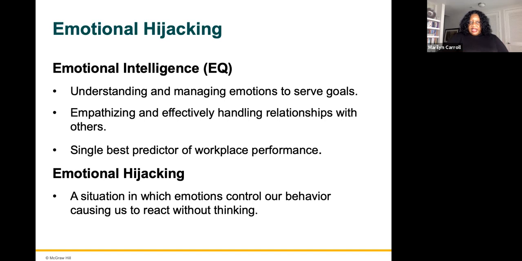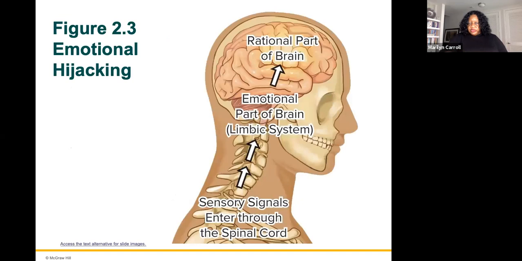Emotional hijacking is a situation in which emotions control our behavior, causing us to react without thinking. So here's emotional hijacking. The rational part of our brain is here, and the emotional part of our brain, the limbic system, is in here. Sensory signals enter through the spinal cord, and we're getting all these signals, and our brain is going, "What's going on? What's going on?"